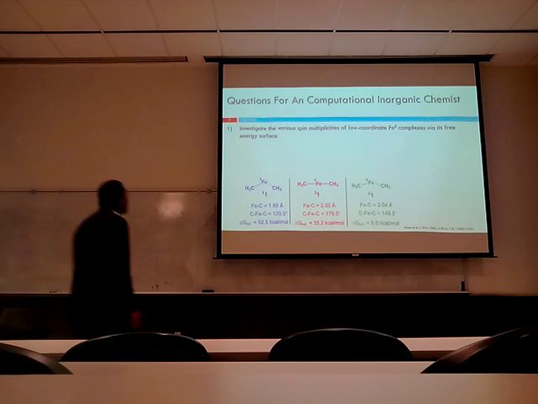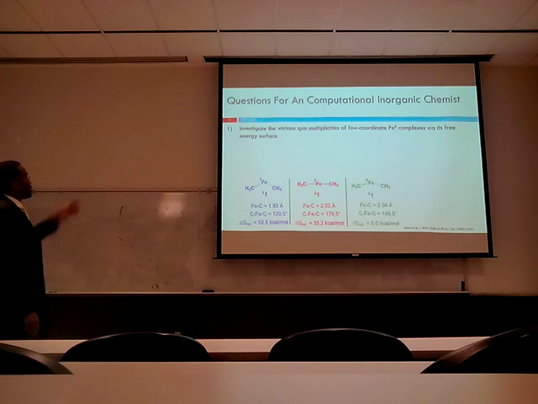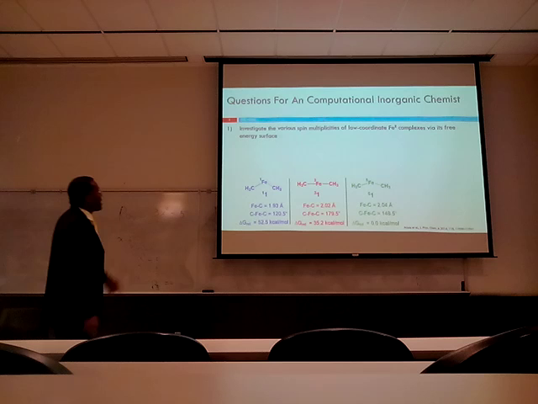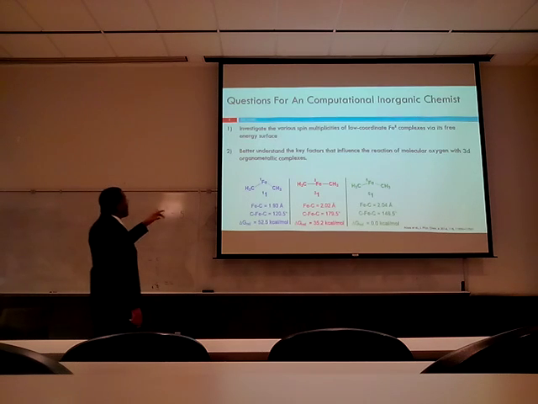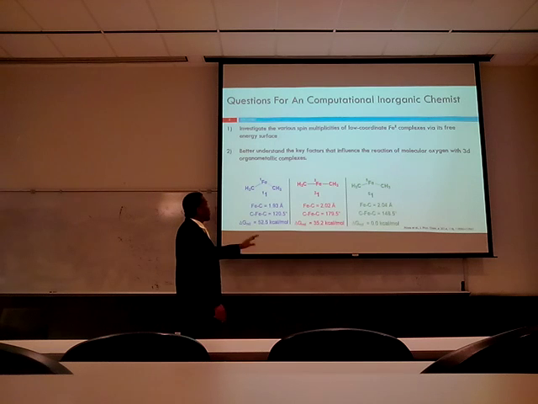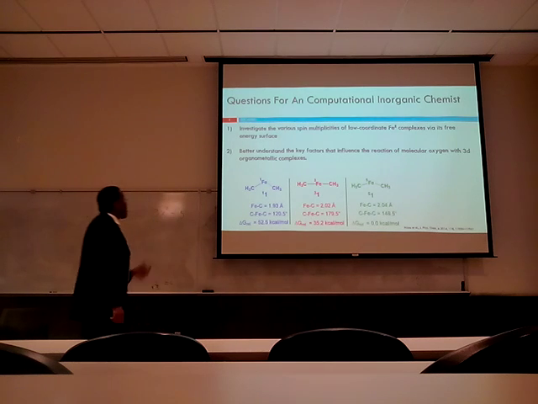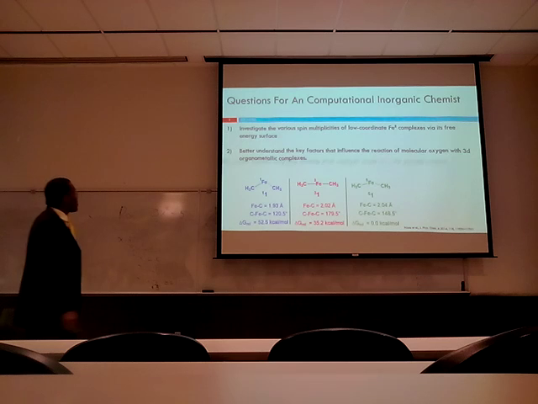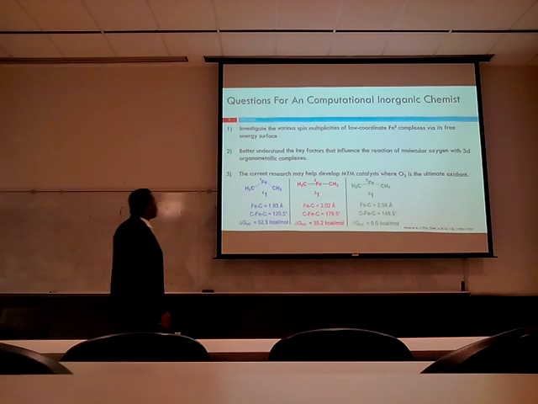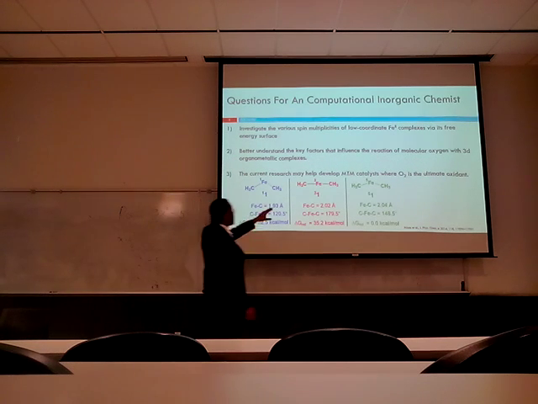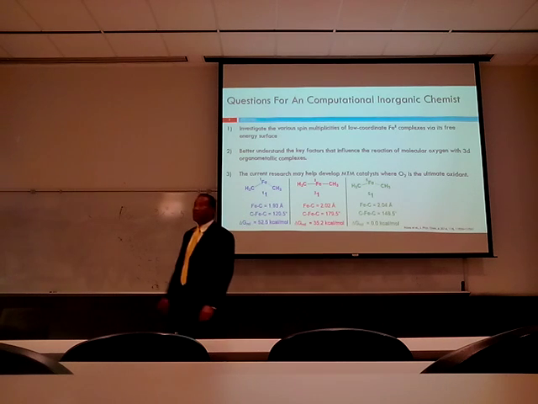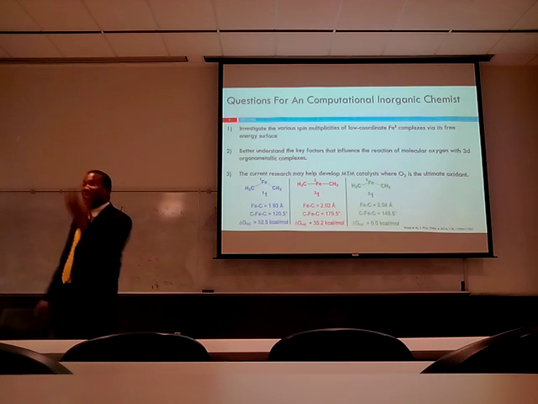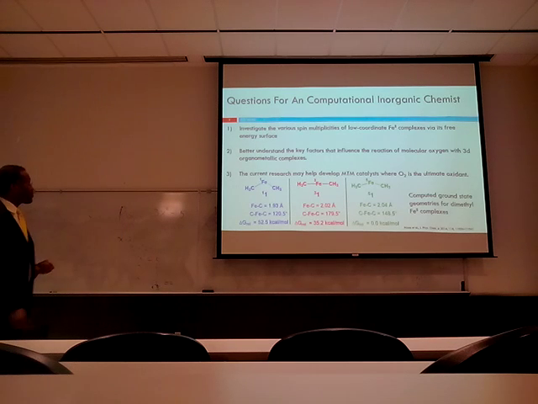So what are we looking for? We investigate the various spin multiplicities of low coordination iron 2 complex via the free energy surface. Also, better understand the key factors that influence the reaction of molecular oxygen with 3D organometallic complex. And also the last one is the current research may help develop a methane to methanol catalysis for the O2 system. For the O2 system, again, oxygen is cheap. We pull it from the environment, right?